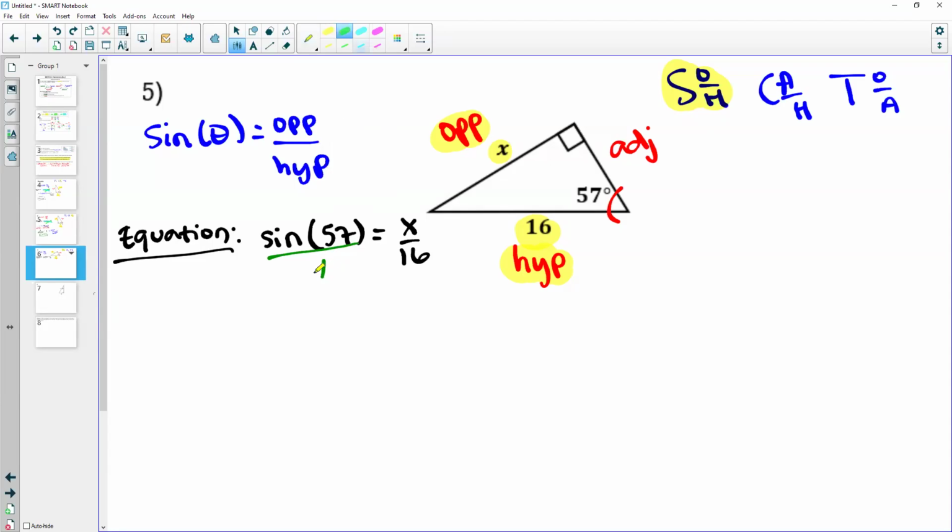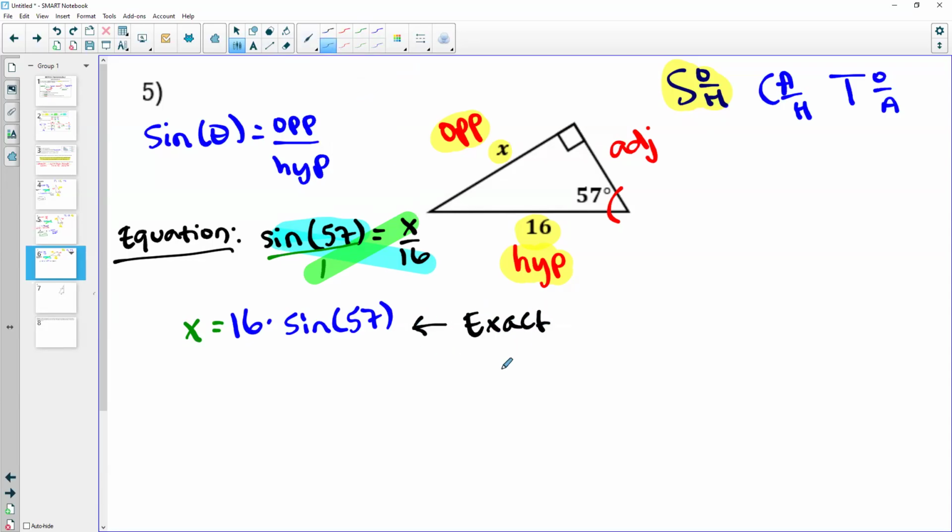If we cross multiply, we're looking at 1 times x is equal to 16 times sine of 57. So if I cross multiply here, 1 times x gives us x is equal to 16 times sine of 57. You'll notice that as we cross multiply, the x is already by itself, right? So this here represents the exact answer.